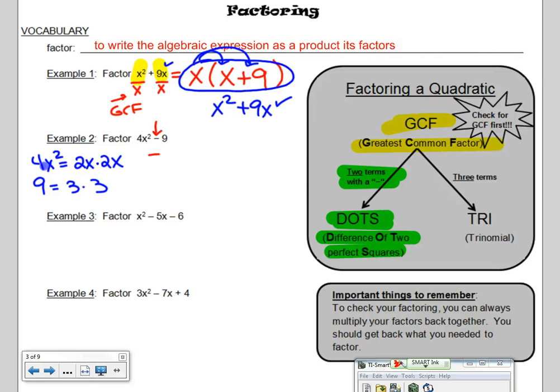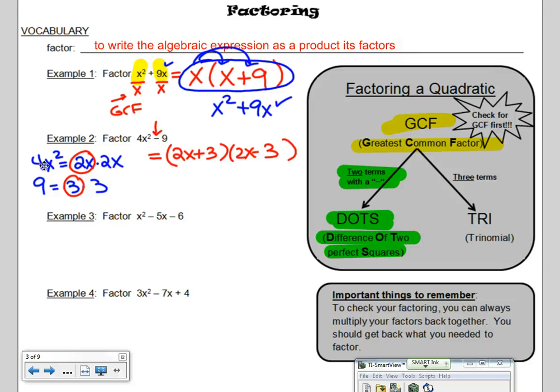If it's a DOTS type with a minus sign, then basically it's the square root of 4x squared, the 2x. You're going to put that on the left of each set of parentheses. And then the square root of 9, the 3, goes on the right. And then you put a plus and a minus sign in each of them. And it does not matter which one you put the plus sign and which one you put the minus sign.